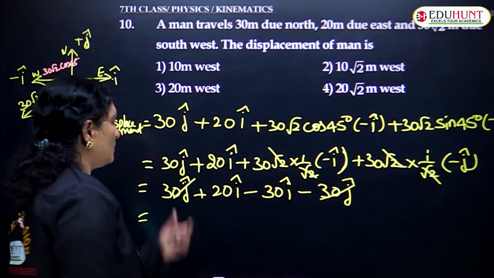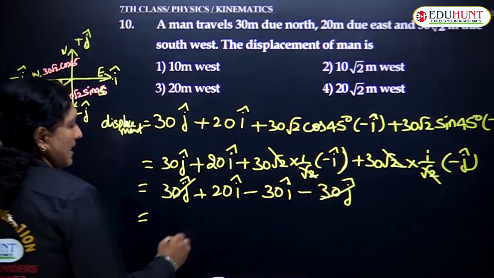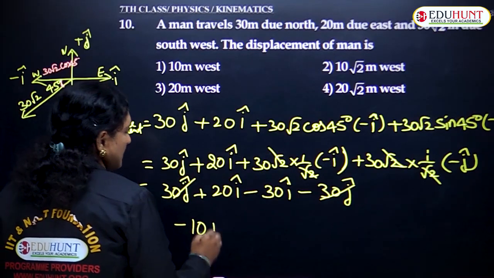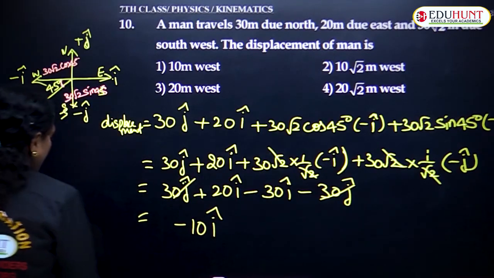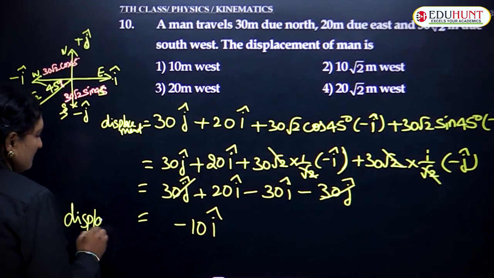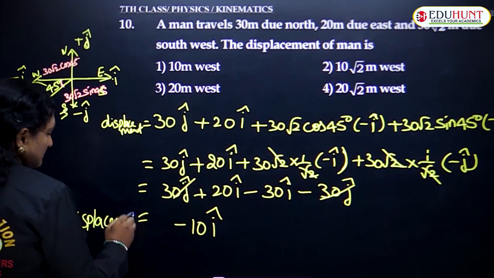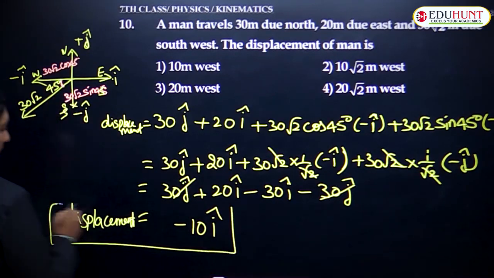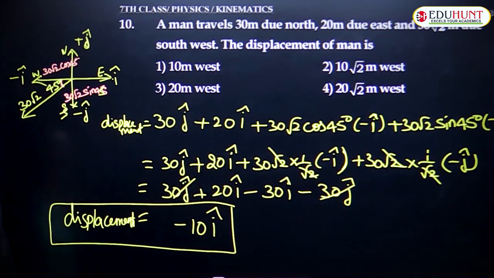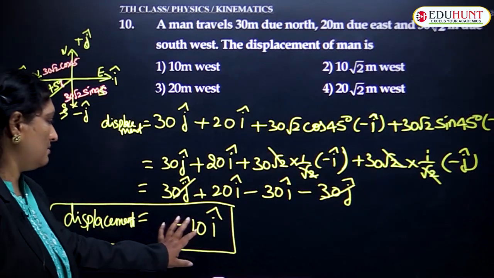So what is left over? 20 I cap minus 30 I cap. This is nothing but minus 10 I cap. Hence the final displacement would be minus 10 I cap. But here they haven't written it in vector format.